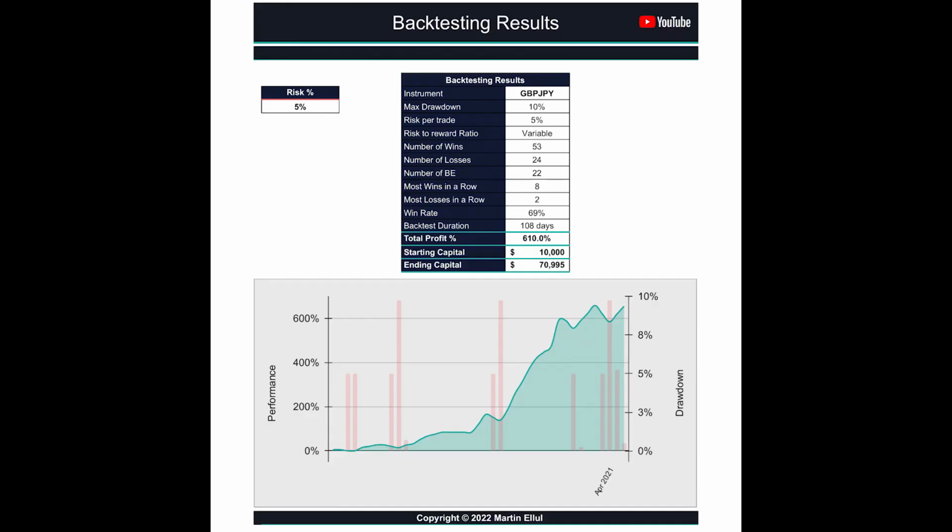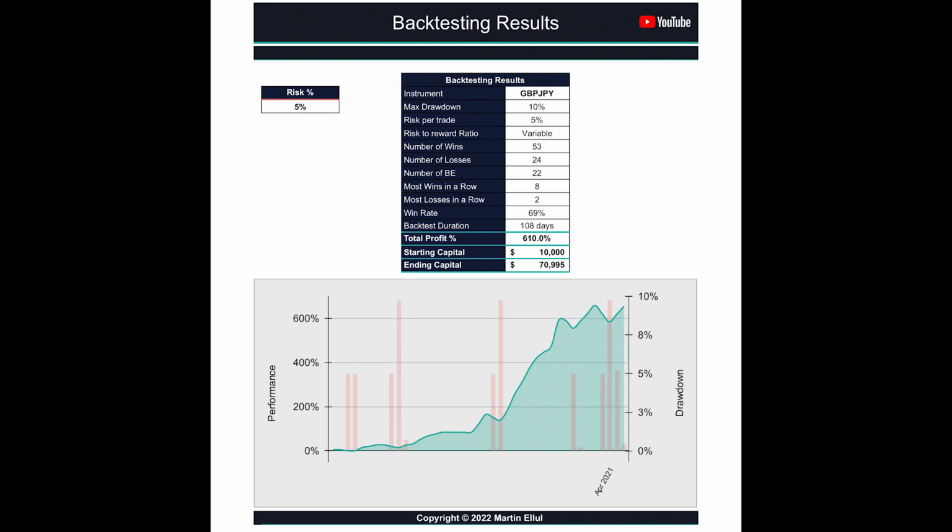There you go, guys, the results of the backtest on GBP JPY. We were risking 5% per trade. We had a maximum drawdown of 10%, which is extremely low over 108 days. We had a variable risk to reward ratio, as you may have seen on the backtest. We had 53 wins, 24 losses, and 22 trades that ended up in break even. We had a maximum of 8 wins in a row and a maximum of 2 losses in a row. That gives a win rate of 69%.